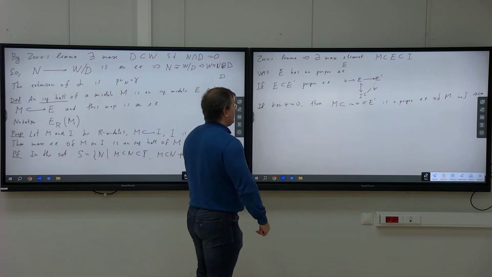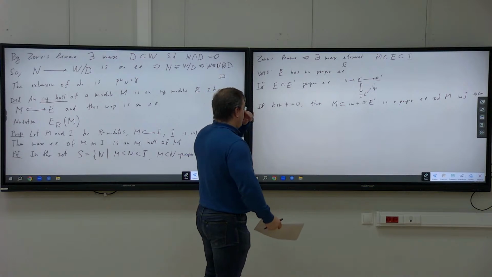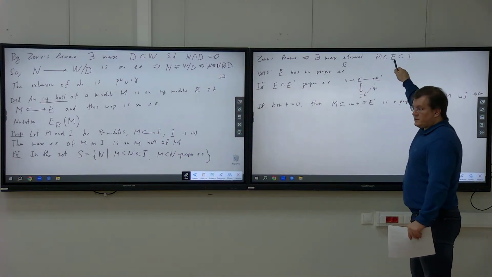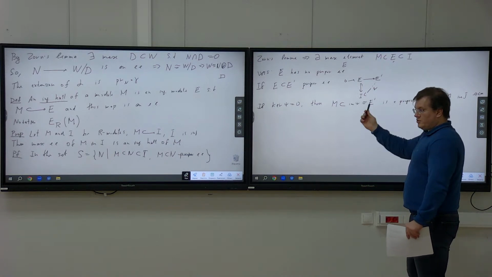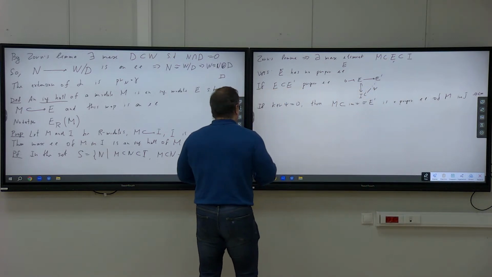Maybe a little non-trivial thing to notice here is that M is sitting inside E, which is an essential extension, and E is sitting inside E prime, which is an essential extension, but the composition of two essential extensions is an essential extension. So this is why I have a contradiction.